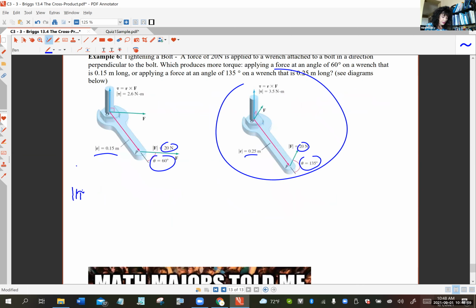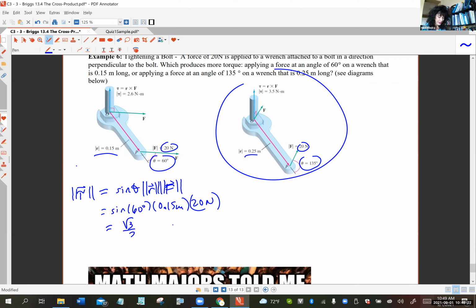So let's do the left side first. If we use the magnitude of the torque as sine theta times the product of the magnitudes of the wrench and the force vector, here I'm going to have sine 60 degrees. My wrench is 0.15 meters. My force is 20 newtons. I think sine of 60 degrees is square root of 3 over 2, and you'll multiply that with 0.15 and 20. Newton meters is the units. And I get approximately, if I do decimals, 2.6 Newton meters.